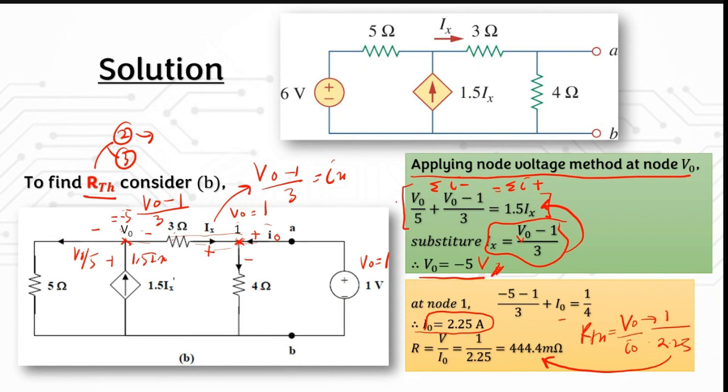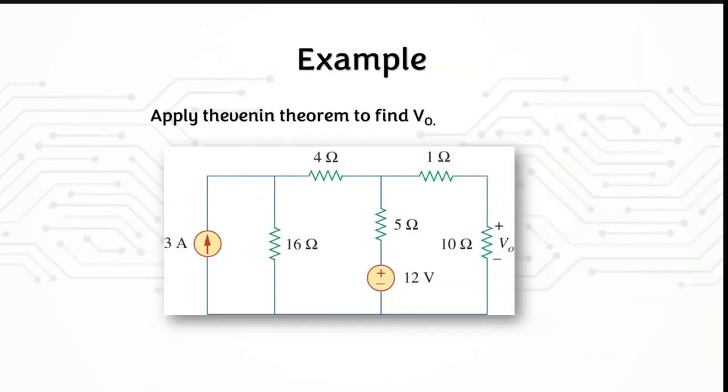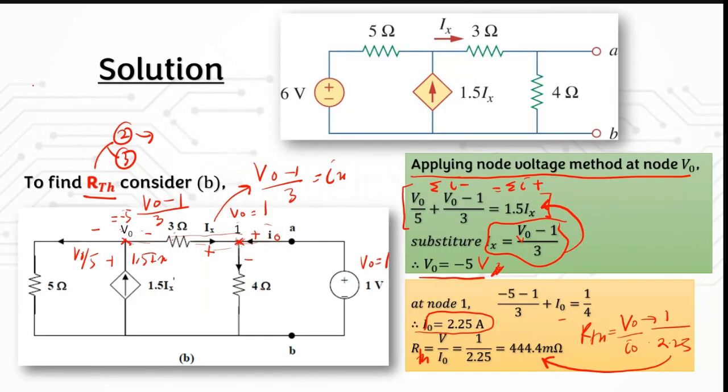Okay, guys. So this is your RTH. So now you already calculated your VTH and your RTH, and you know that you can draw the equivalent circuit. Draw the equivalent circuit with your VTH and this is your RTH. This is A and B. Just put the values. So then you're done with the Thevenin equivalent circuit for this circuit.